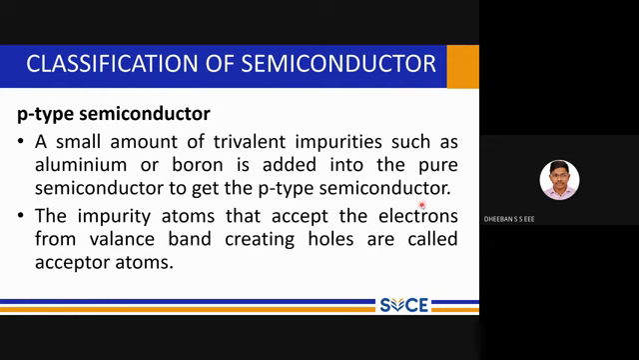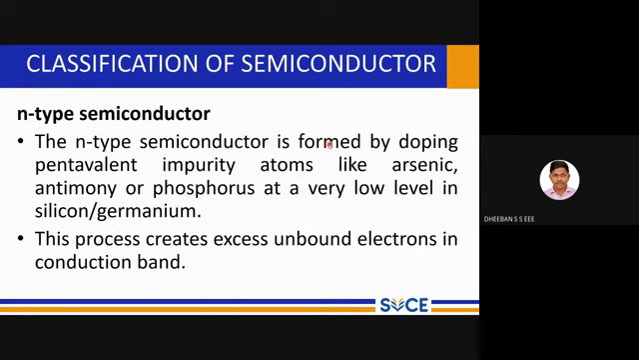Okay, so coming to the P-type semiconductor. Here, what happens? A small amount of trivalent impurity. So trivalent, pentavalent, what is the difference? Pentavalent in the sense at the valence shell, you might have heard about the valence shell, which is nothing but the outermost orbit in an atom. The valence shell will be having 5 electrons revolving around it.